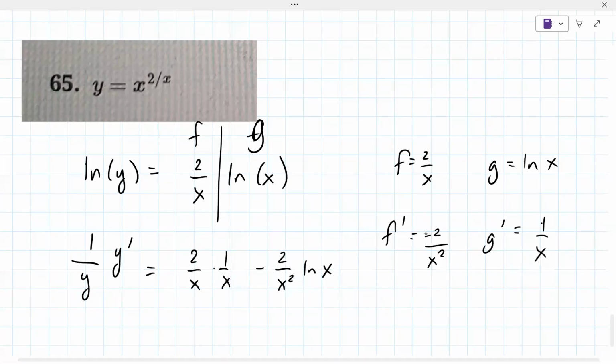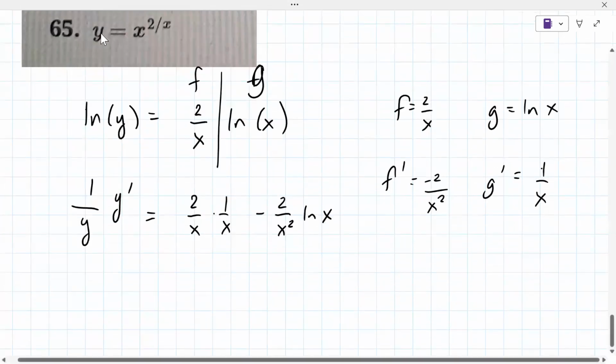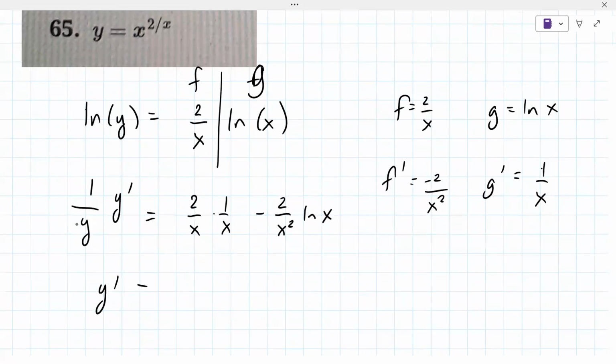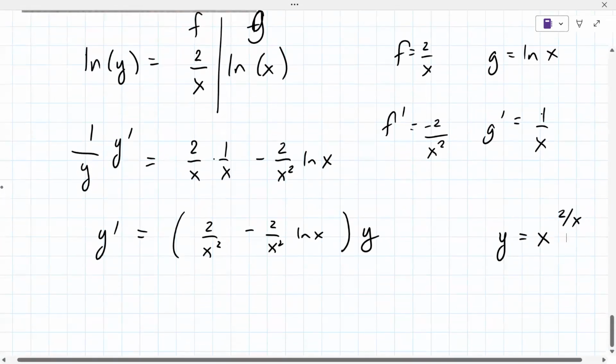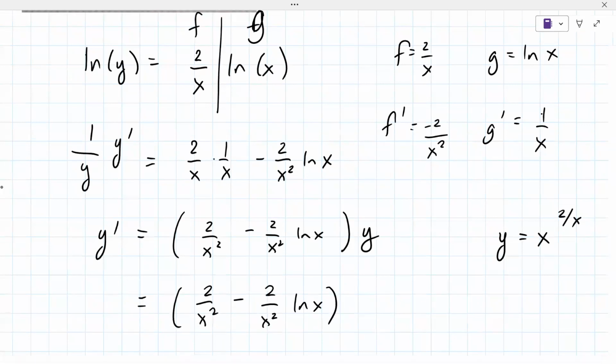And then the last thing you do here, so I thought we did this in a previous lesson, is you multiply both sides by y. So your y prime is everything we just wrote, and you can simplify if you want here, times y, and remember y is the original function. So your derivative always has that original function in it.